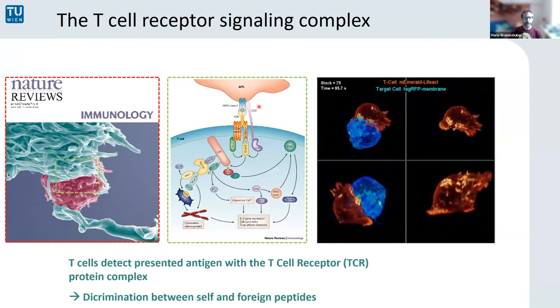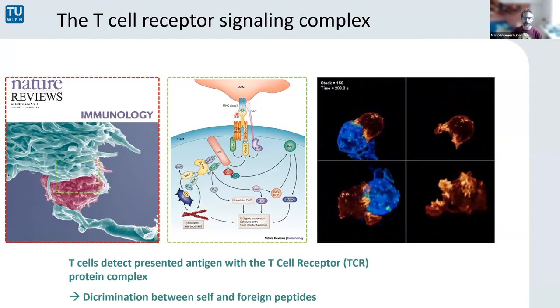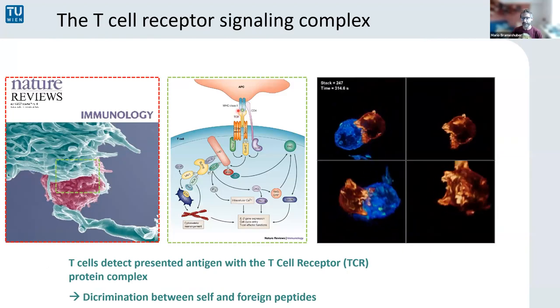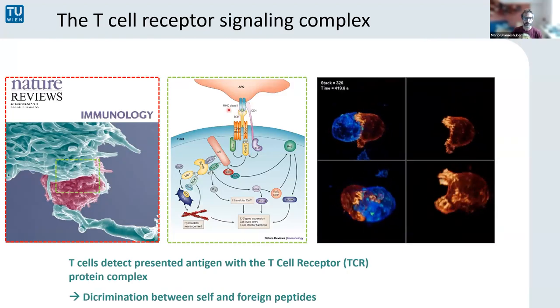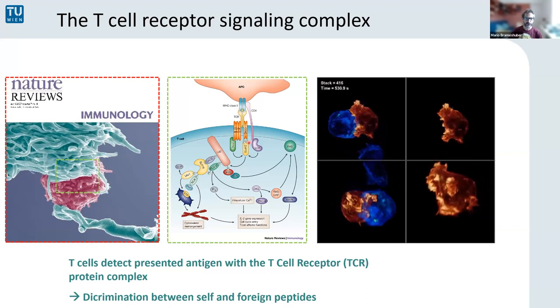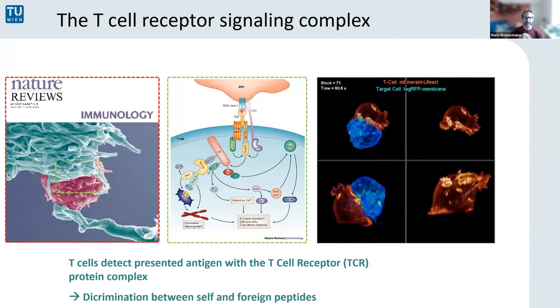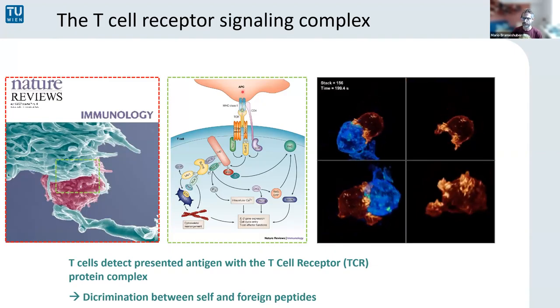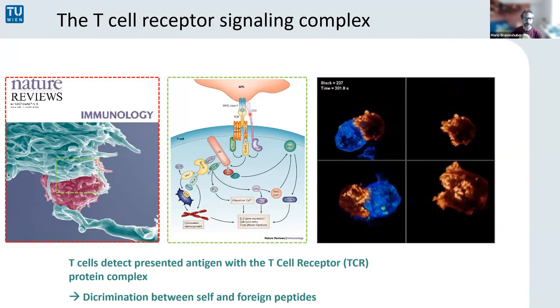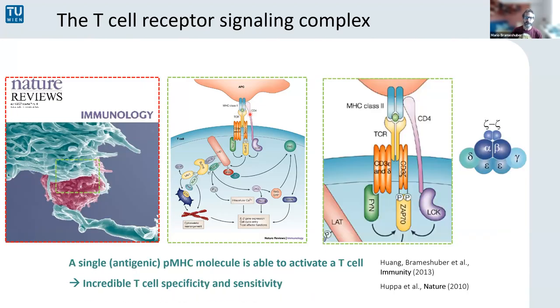The protein responsible for detecting, or discriminating between good and bad, is the T cell receptor CD3 signaling complex, which is here in the central image. It detects the antigen, which is presented in the context of peptide MHC molecules on the antigen-presenting cell side. Let's zoom in a little more into this complex. It's a multimeric complex, basically an octameric complex of different subunits, with the alpha-beta subunit being responsible for recognizing the antigen. We also know from our own studies that this process is incredibly specific and also sensitive.